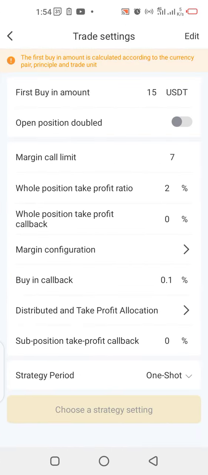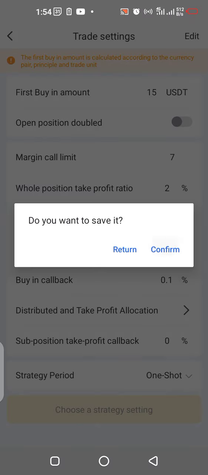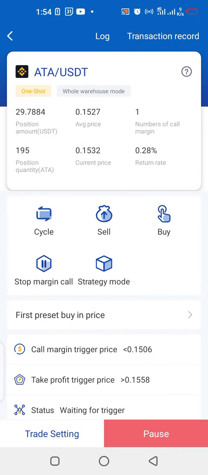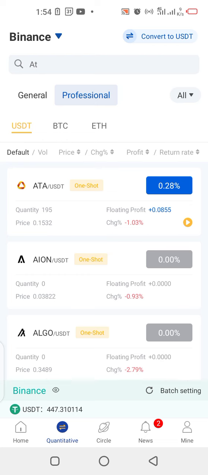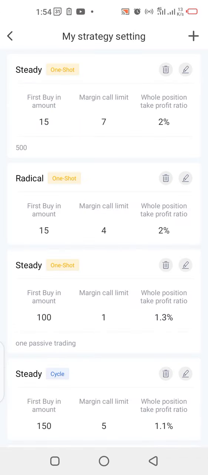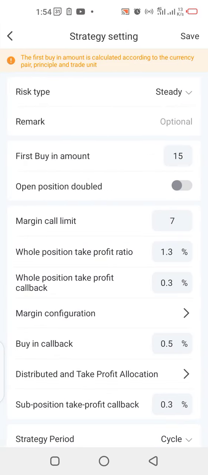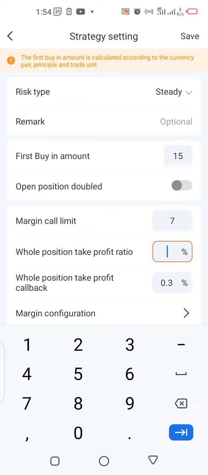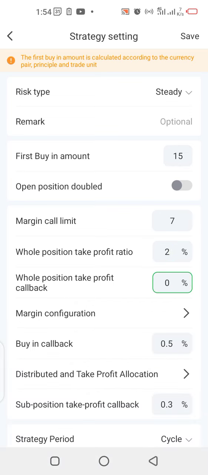I just want to emphasize this point so that all leaders can take charge. All leaders, you can set up your margin calls, like I said in the morning training, depending on the capital you have. Come at home, tap on my strategy setting, tap on the plus, and create your strategy depending on your capital. Let me say you have $300, you want to set up 3 margin calls. It's very possible.